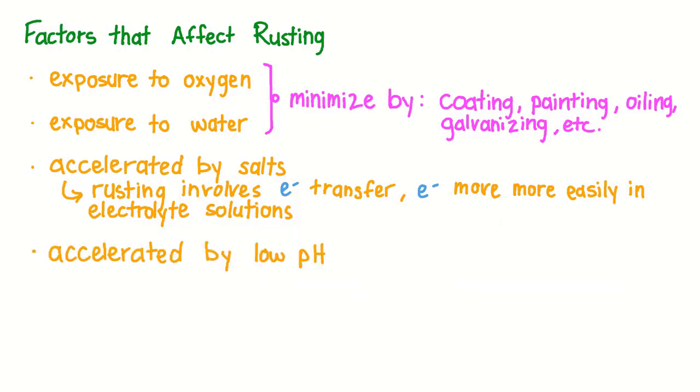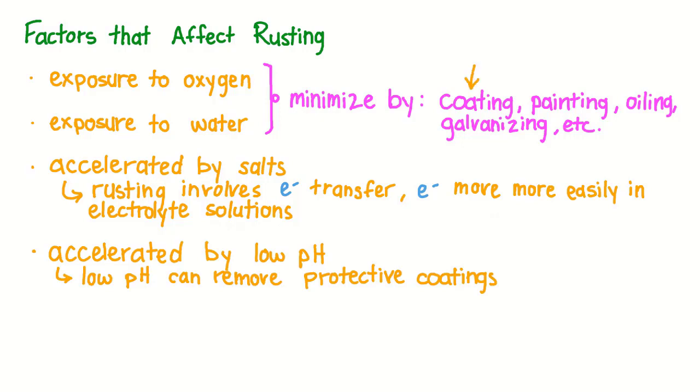Rusting is also accelerated if iron is exposed to a low pH. There are several reasons for this. The first is that a low pH environment can remove the coatings that are protecting the iron from oxygen and water.